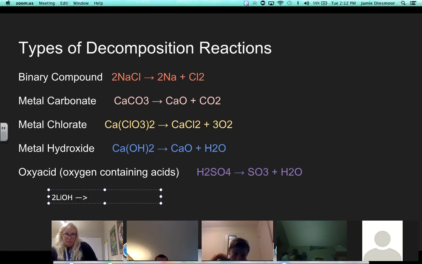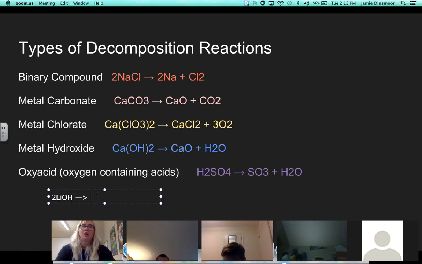Well, go down your checklist. Is this a binary compound? No, because I see an OH. I see 3 things, not 2. So nope. Is it a metal carbonate? I don't see a carbonate. Is it a metal chlorate? Again, don't see a chlorate. Is it a metal hydroxide? Yes, it is. Okay, so what does that mean? That means we're going to end up getting water plus a metal oxide.